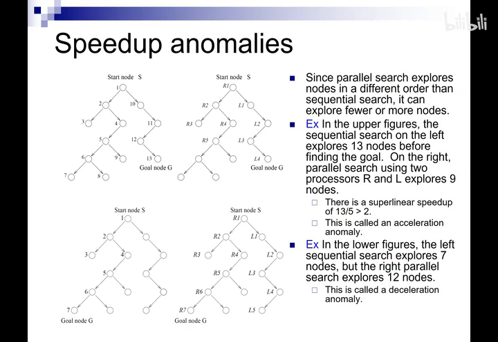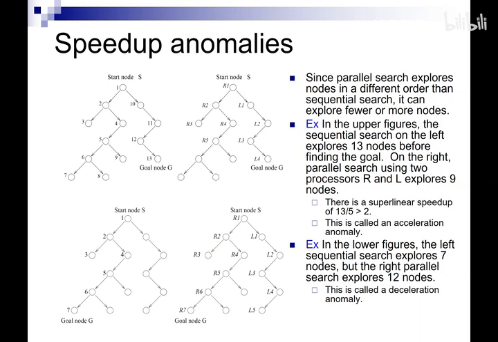Okay, so you can get the opposite situation. Now suppose the goal is over here. Then the sequential algorithm would just search 7 nodes to get to the goal. However, if you search in parallel, this is 1 step, and then after that you can search in parallel. But you see that this left thread over here is going to have to take 6 more time steps before he finds this node.